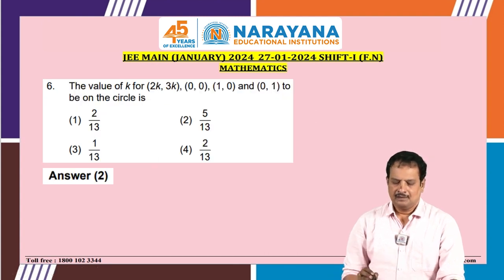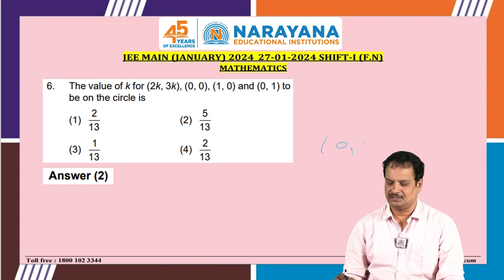So according to this one, the value of k is required when 4 points are given which are concyclic. Lying on the circle means what? They basically lie on the same circle. So what is the property of concyclic points here? Simply, you find out the circle passing through any 3 points. Then substitute the fourth point in that one. So what are the 3 points here? 0, 0 is 1 point. Next 1, 0 is the next point. 0, 1 is the third point.